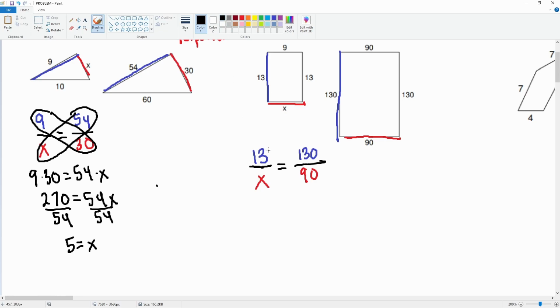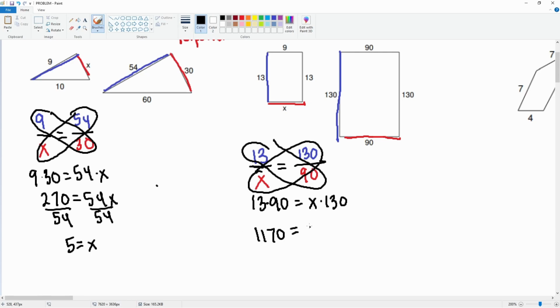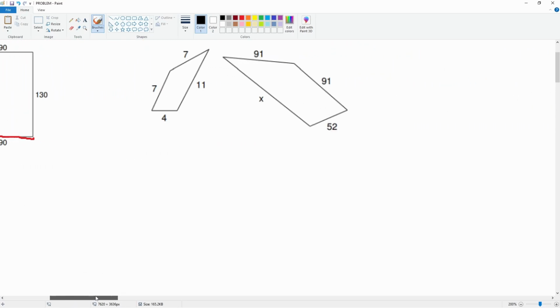Now we can cross multiply. 13 times 90 is equal to X times 130. So we have 13 times 90 is equal to 1,770, which is equal to 130X. Divide by 130 to both sides. You get 9 is equal to X. And let's do the last one.